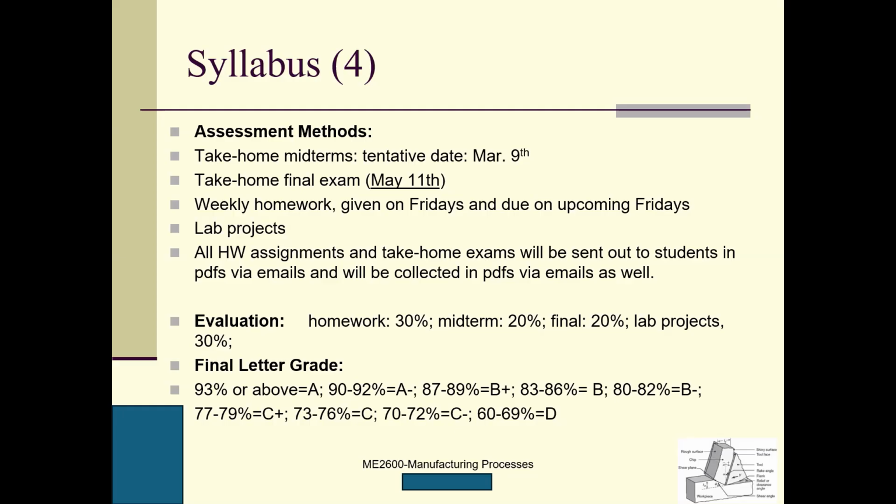So here is the final letter grade. 90%, I think you are very familiar with this grading scale. 90% or above will be an A. However, if you get a 92.5, I will give you an A also. That's no problem. Questions? Any questions regarding the assessment measures and this final grade?